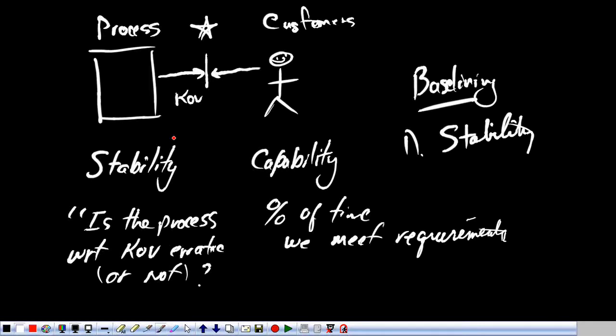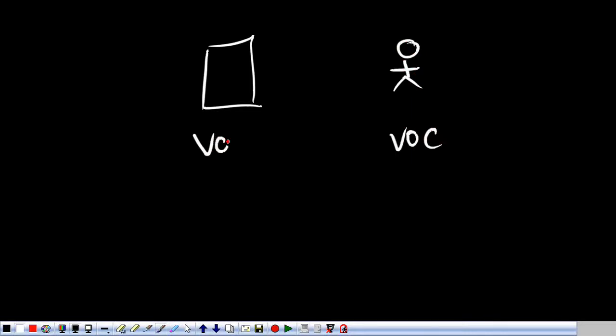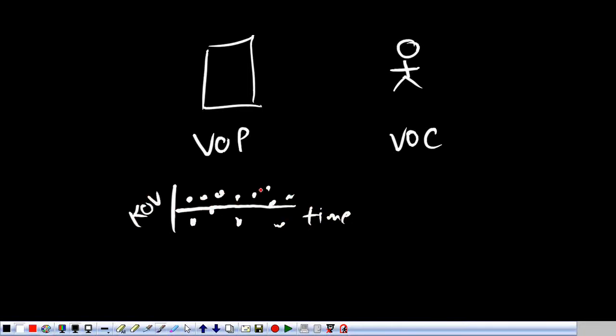And the interesting thing is, we use different things to assess this. Here we essentially have lines drawn and we see, are they in or out? Here we do the same thing, but the lines are drawn with something different, and that's important to note. They're drawn with the process data. Again, if this is our process, here's our customer. This is our VOC, and this is our VOP, our voice of process. What we do to assess stability is we look at a time series chart. We look at our process as it evolves over time, our KOV as it evolves over time.